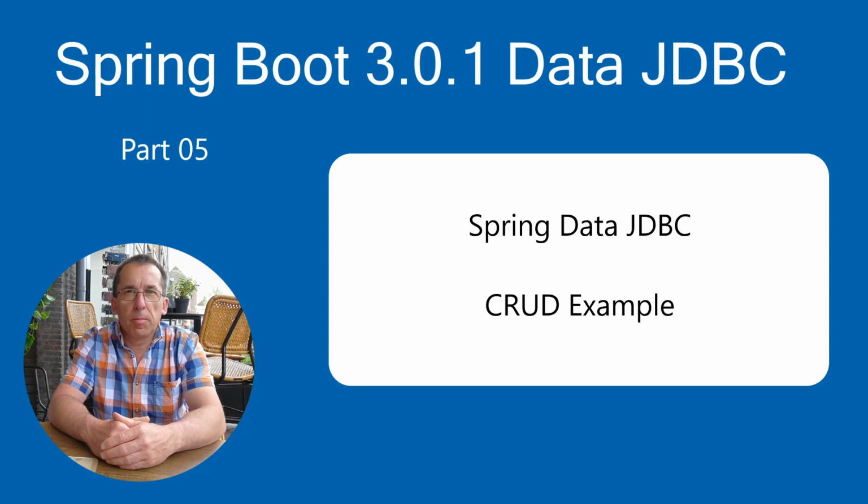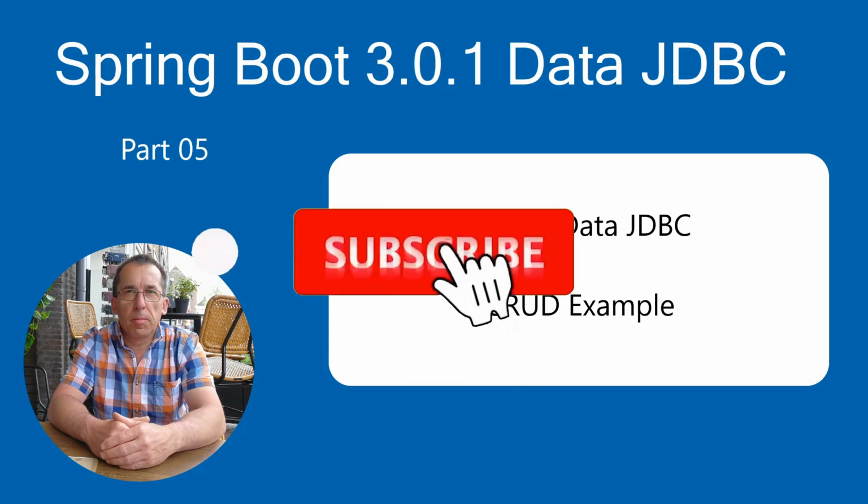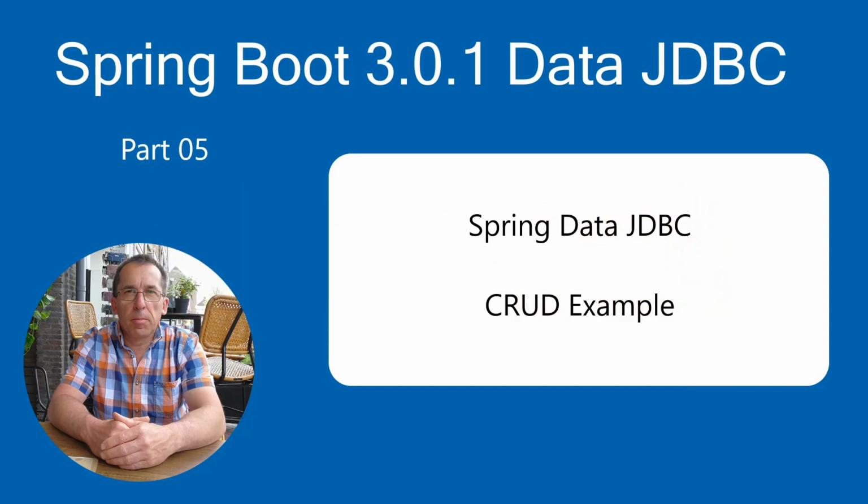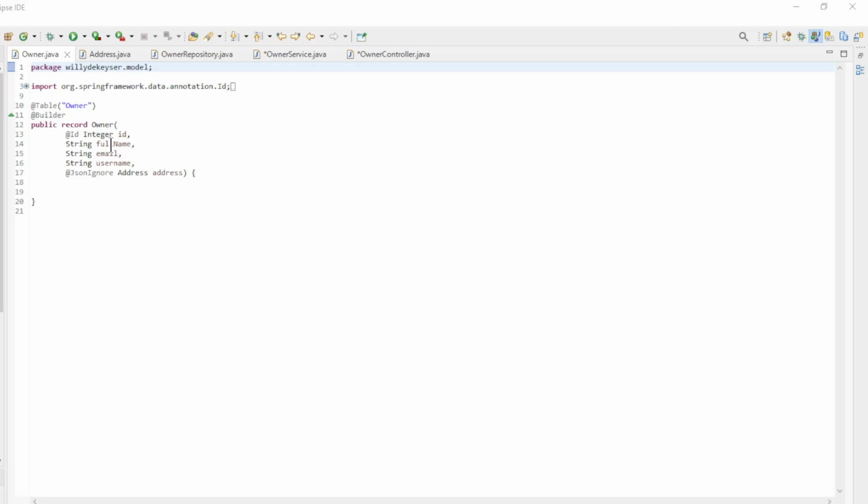In this video we will continue with Spring Data Jdbc. Today we will create a CRUD API with a one-to-one relationship between two database tables. We are back in Eclipse and can go over all the classes.